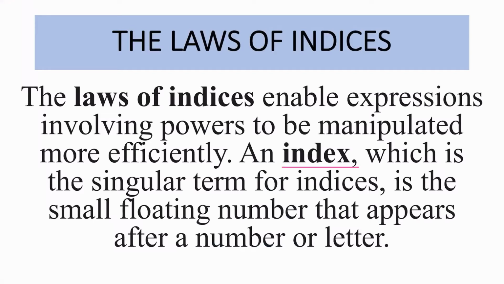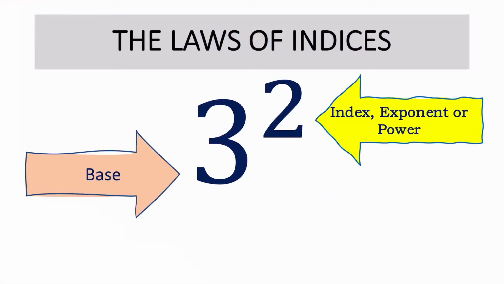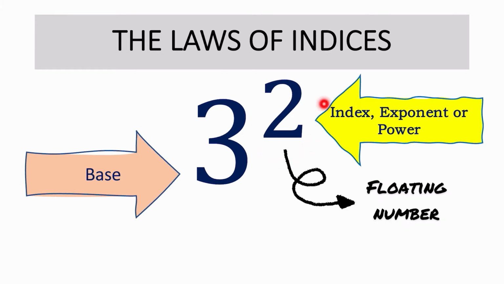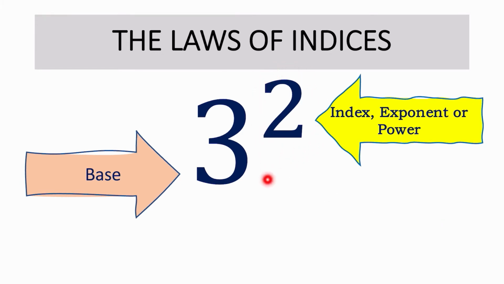An index, which is the singular term for indices, is the small floating number that appears after a number or letter. Here's an example. The small floating number that we have here is this 2. The 2 is what we make reference to as the index, exponent, or power. It is the small floating number that we have above this 3. The 3 is what we call the base.